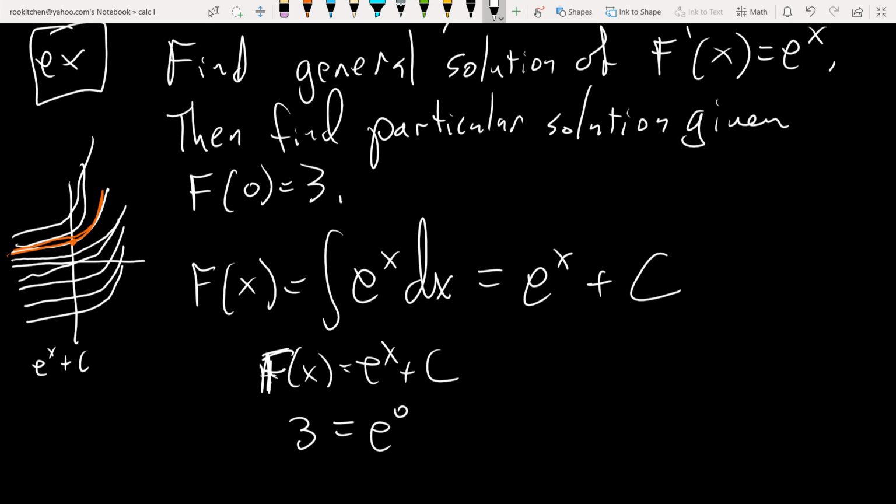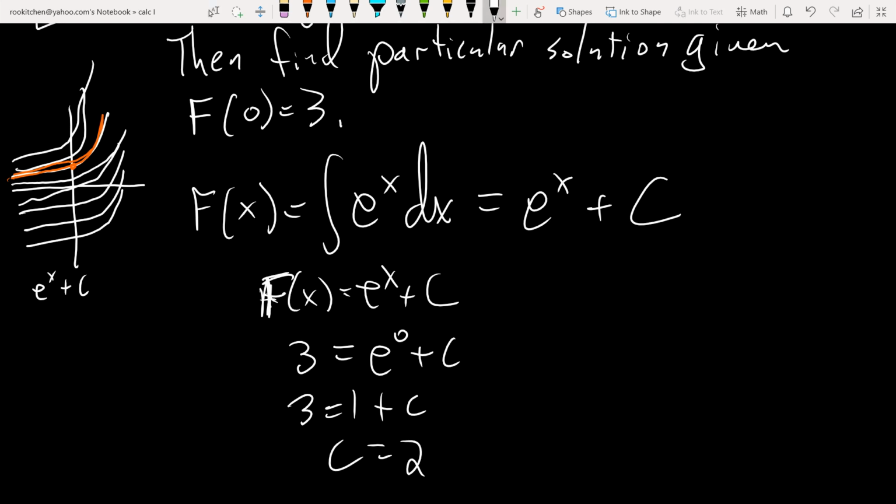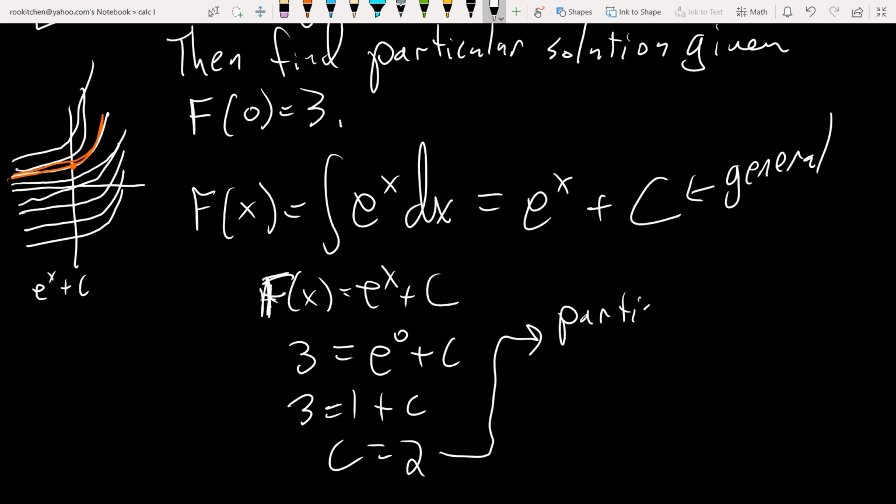And then I have e to the 0 plus c. e to the 0 is just 1. So I have 3 equals 1 plus c. So c will equal 2. And then that tells us our particular solution. So this is the general, and then the particular guy is going to be big F of x equals e to the x plus 2.